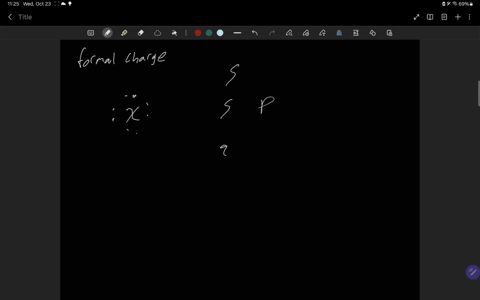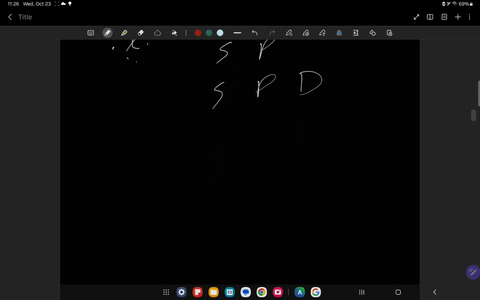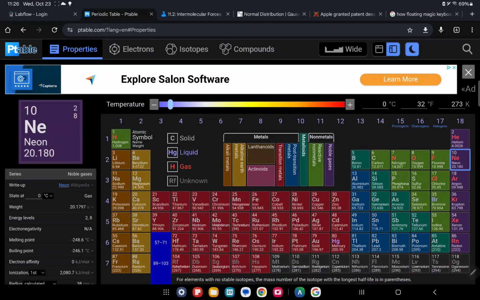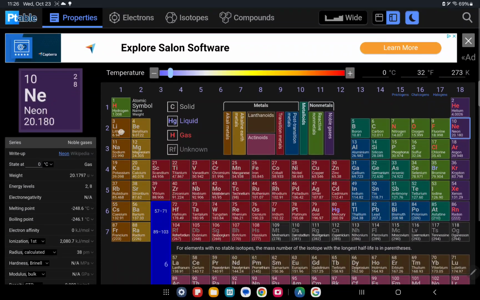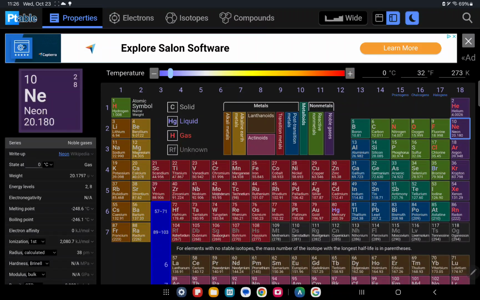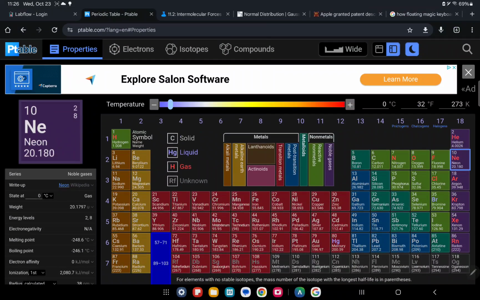S, and you have S and P, and S, P, and D. So this is how, on this side is the s orbitals, and this side is going to be the p orbital electrons. This side meaning everything in this chunk right here.